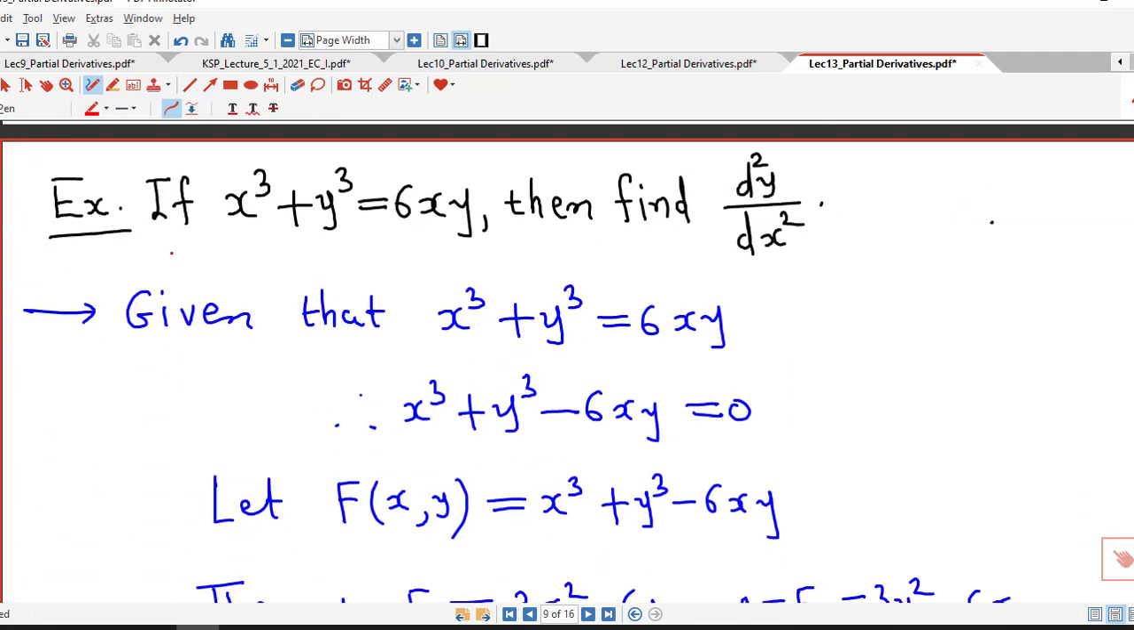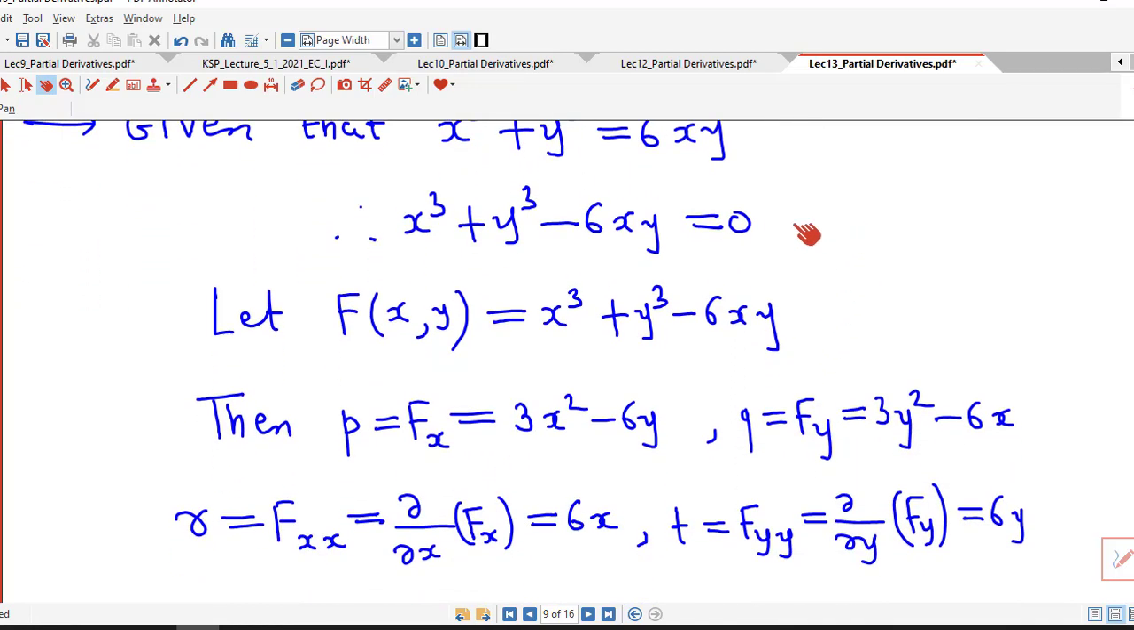So we consider one example, x cube plus y cube equal to 6xy. So we are given a relationship between the variables x and y, and here y is a function of x. It is an implicit function of x. We cannot write y explicitly as a function of x, and we are asked to find the second order derivative of y with respect to x. So first we write down the given relationship: x cube plus y cube equal to 6xy.